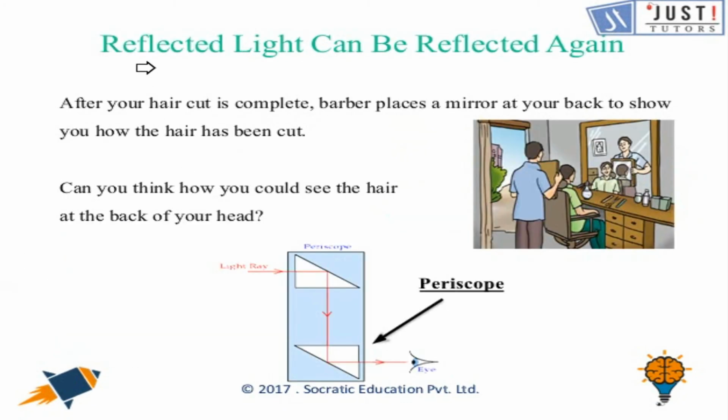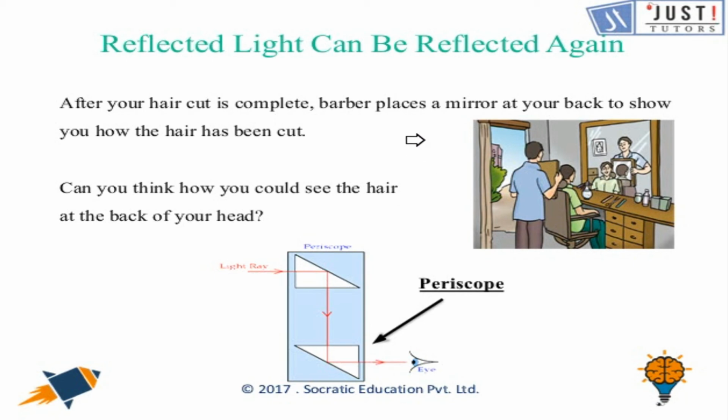So now let's move ahead. Is it possible that reflected light can be reflected again? Absolutely, that's possible. As you can see, after you get your haircut done, the barber places a mirror at the back to show how your hair has been cut. That's a rear view image of your haircut, and you can see it in the front mirror. That's because the reflected light has been reflected again.